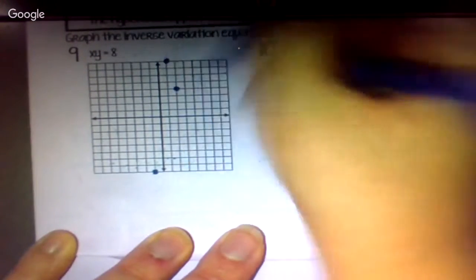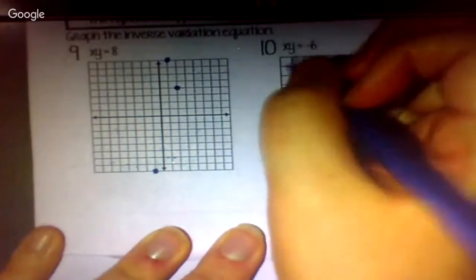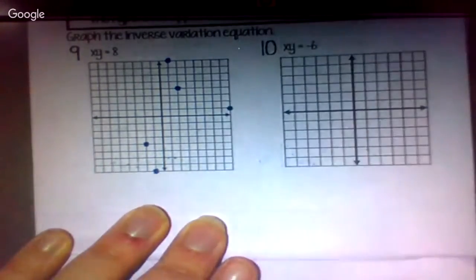What else? 2 and 4. So I can go +2, +4. If I do +2, +4, I can also do -2, -4. Are there any other two numbers? Now, also, if I can do 1 times 8, I can do 8 times 1. So I also have 8, comma 1, and -8, -1.